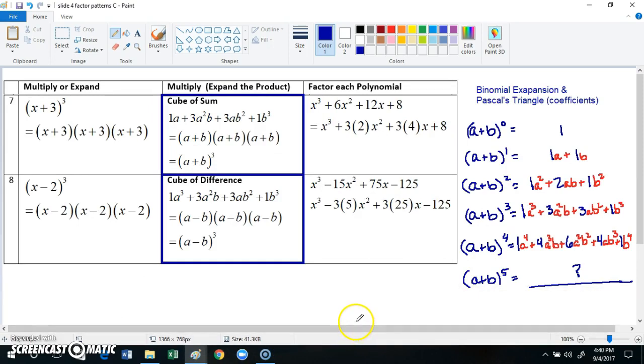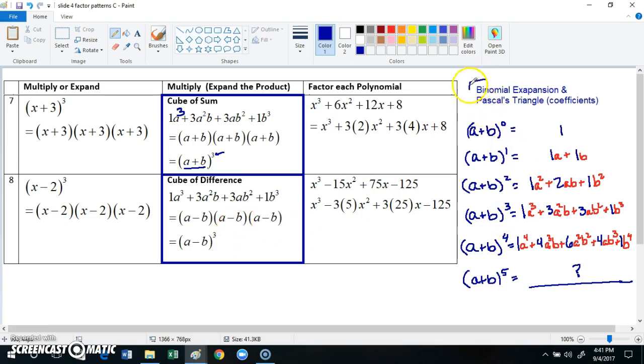Last 2 factoring and expanding patterns. The first one is (x plus 3) cubed or (a plus b) cubed. So the cube of a sum. That turns out to be 1a, that should be a cubed, my apologies. a cubed plus 3a squared b plus 3ab squared plus 1b cubed. Okay, so we should start recognizing the sum of cubes, the difference of cubes. Those probably aren't going to come up as much as some of the others, but just in case.